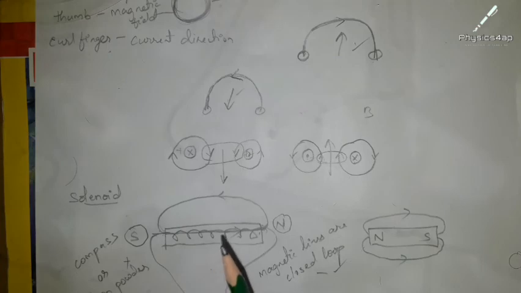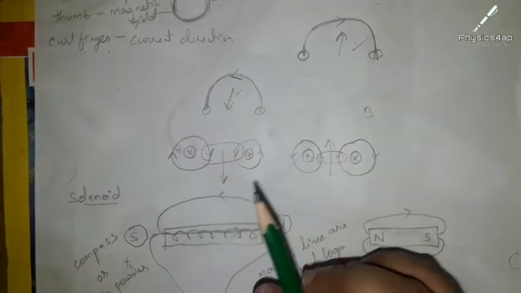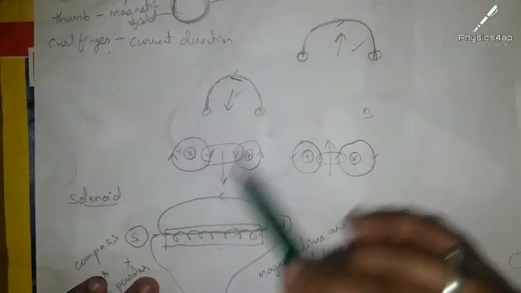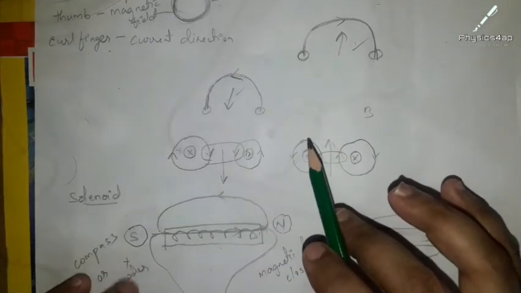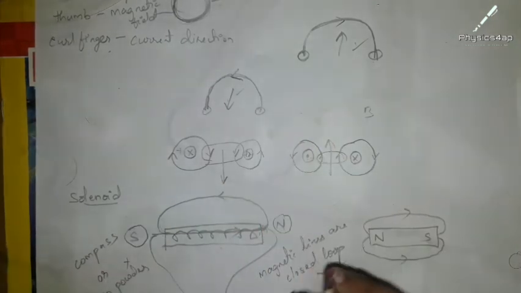In the next video, we'll have a small exercise about these: how to find the magnetic field lines and how to find the current. We will see that in the next class.